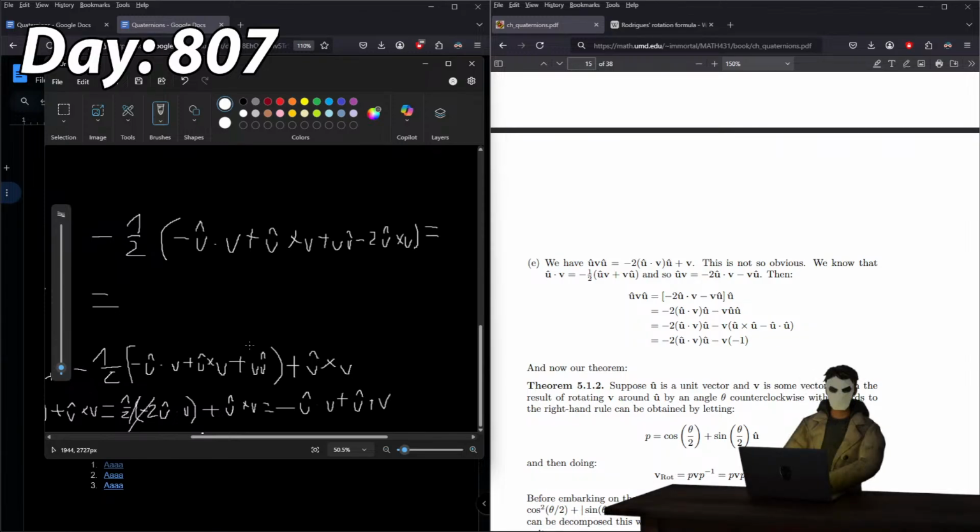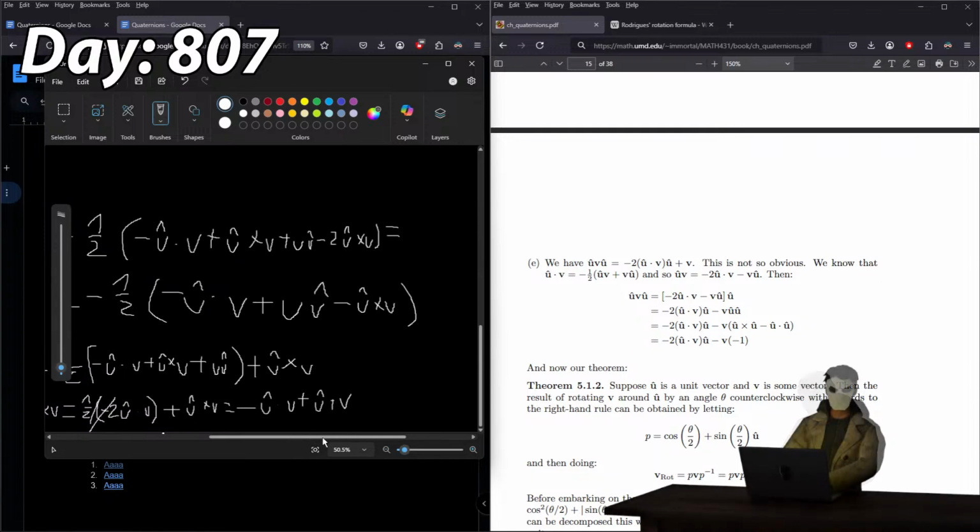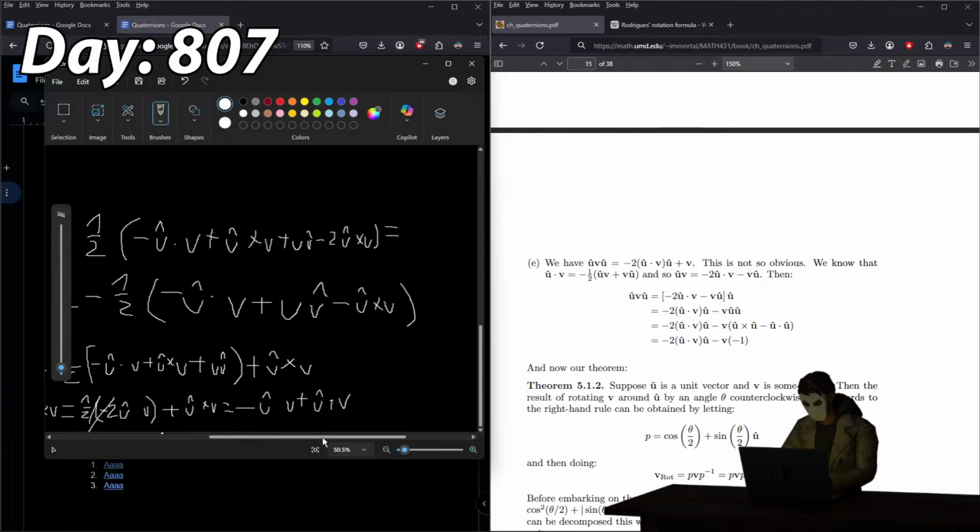what can we do now? 2u cross v, and we have u cross v right here, which means you can cancel them out, which means you can have negative 1 half negative u dot v. This and this cancels out, which means you get plus vu minus u cross v and then progress? I can't tell if this is progress. I'm having a hard time believing this is progress.